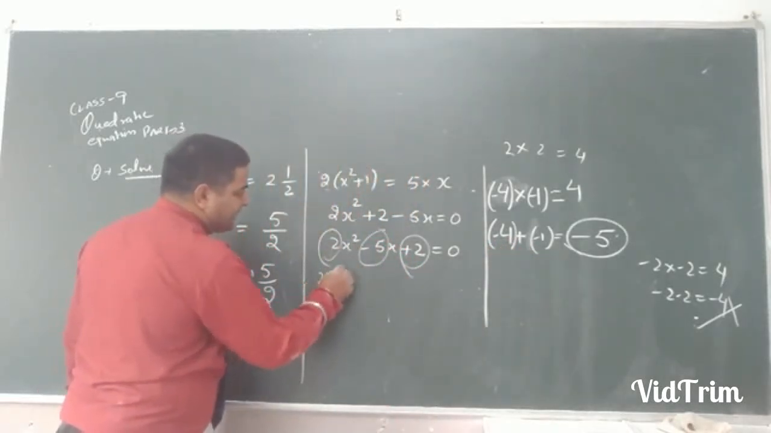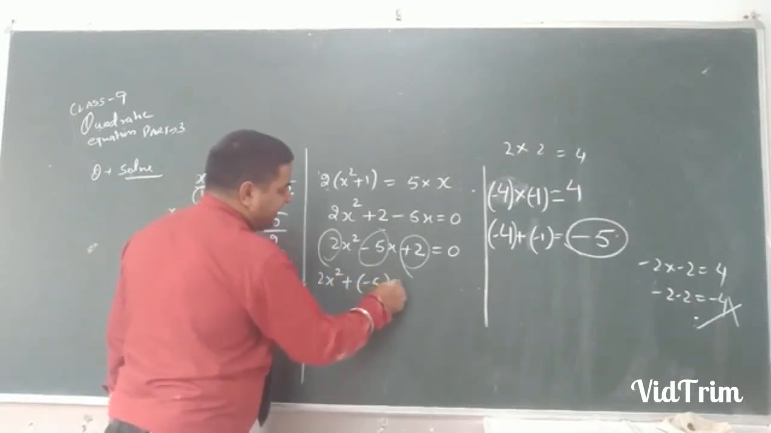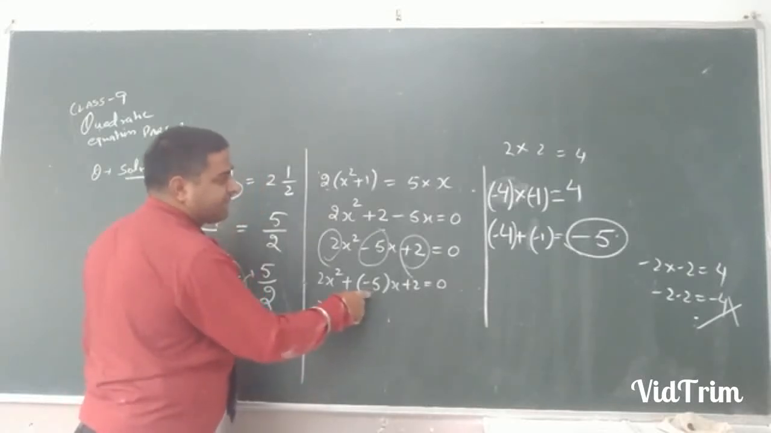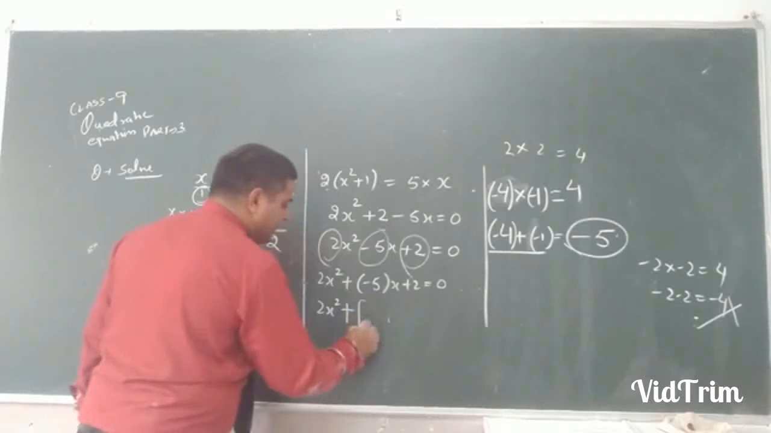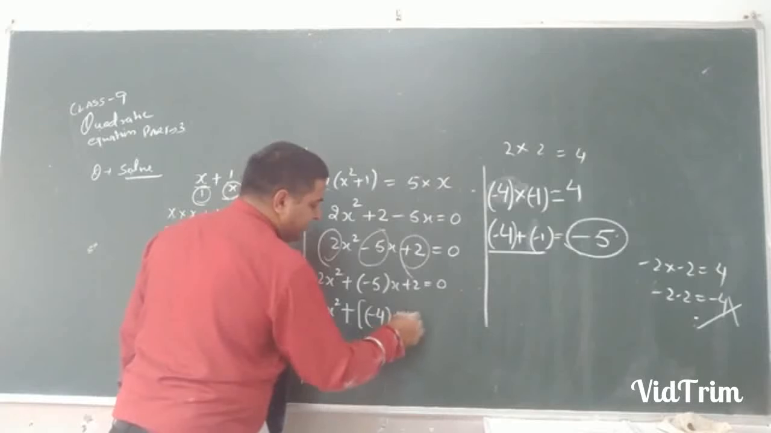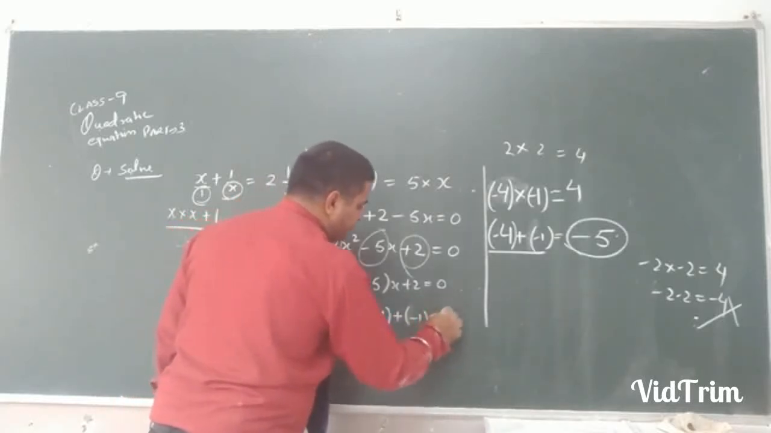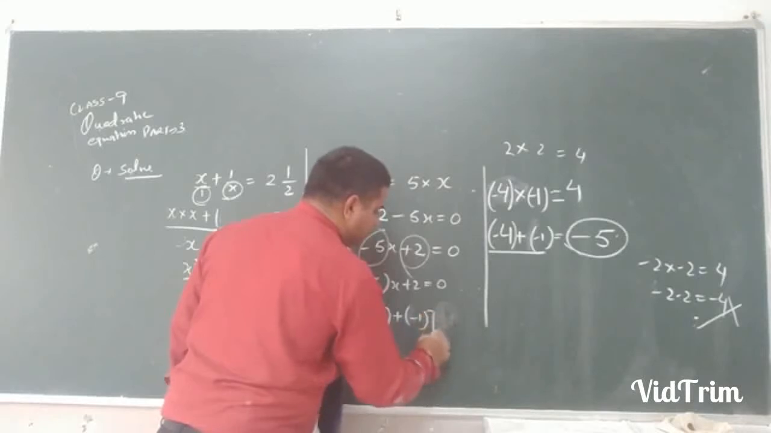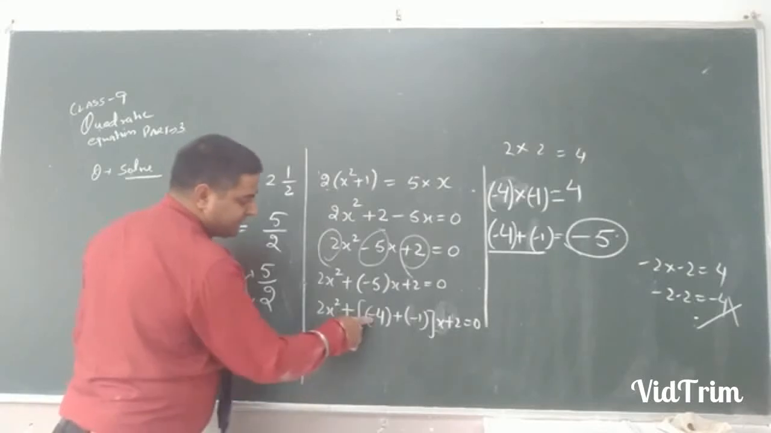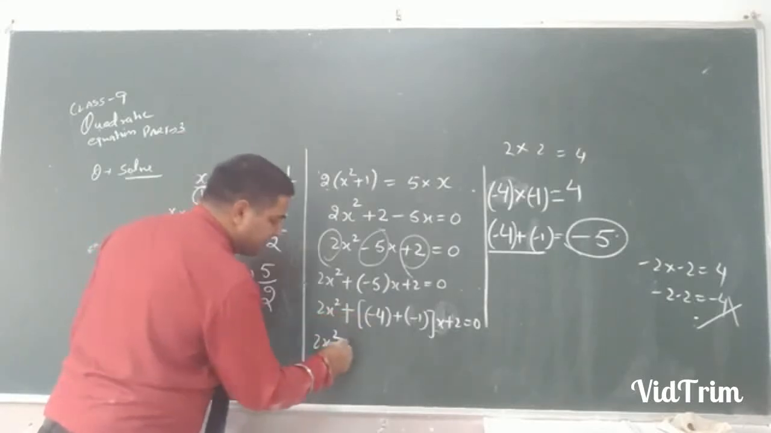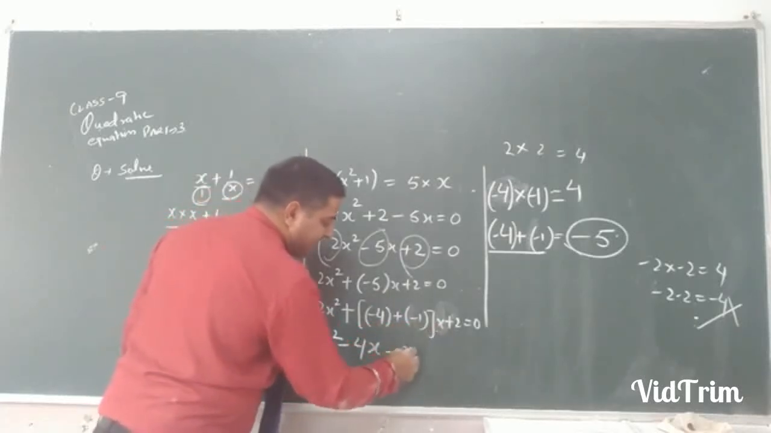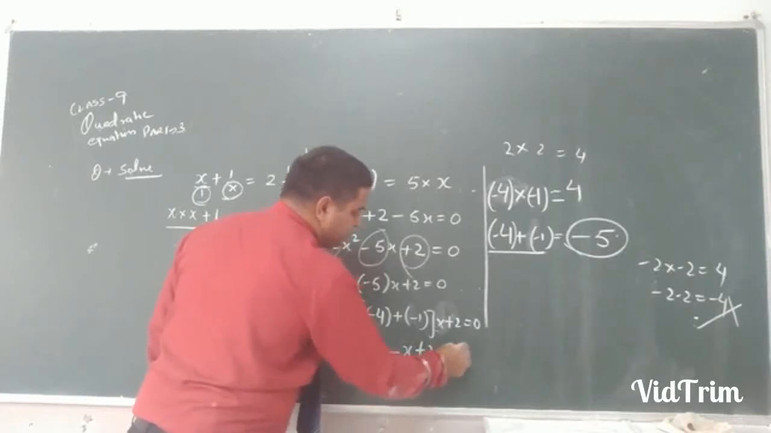So we write this one, 2x square plus minus 5x plus 2 equal to 0. 2x square plus this minus 5x should be replaced with minus 4x and minus x. So we write here in this way: 2x square minus 4x minus x plus 2 equal to 0. So open the bracket, 2x square, this minus and this plus multiply changes to minus 4 multiplied with x. Then minus 1 multiplied with x is minus x plus 2 equals to 0.